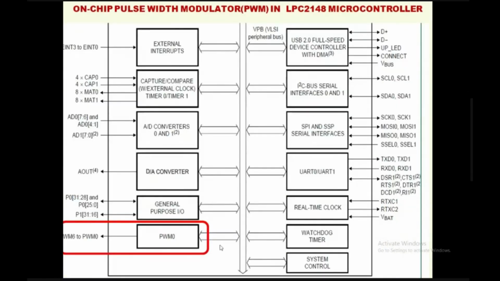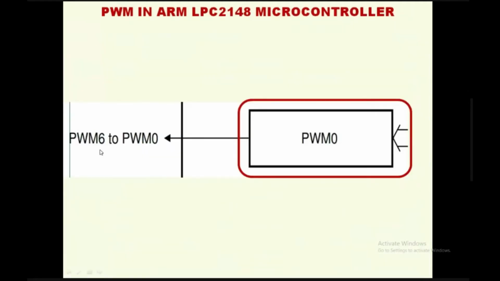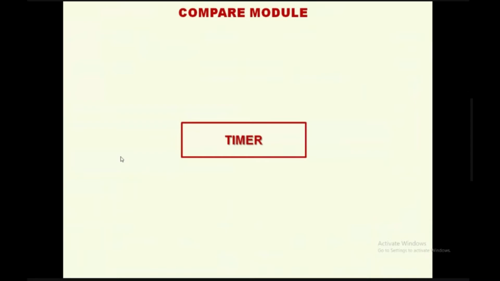So there are PWM 0 to 6. So there are 7 PWM modules. So those are the PWM outputs which we are able to get from this LPC2148 microcontroller. That means 7 different motors can be controlled simultaneously. 7 different light densities can be controlled simultaneously. Something like that. 7 different beats can be possible simultaneously.